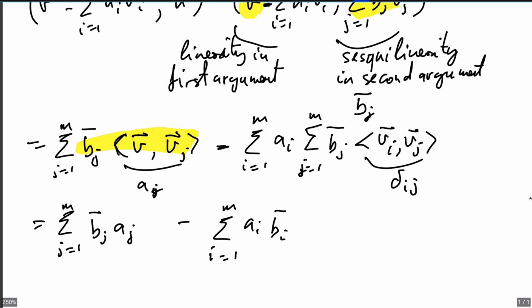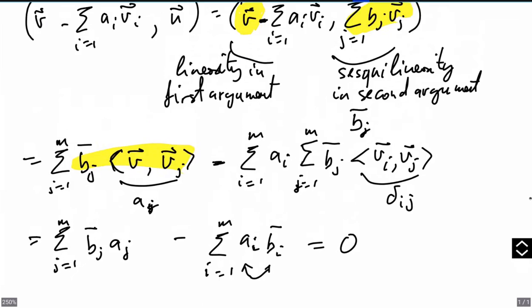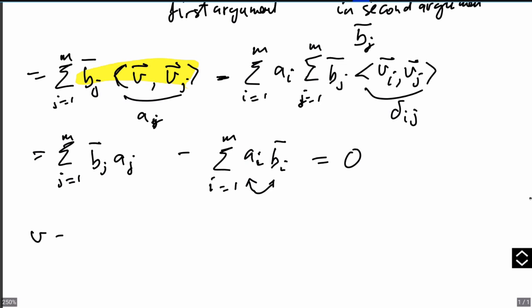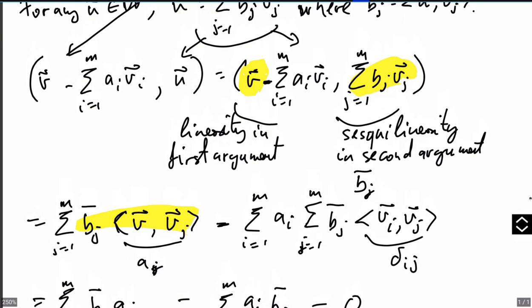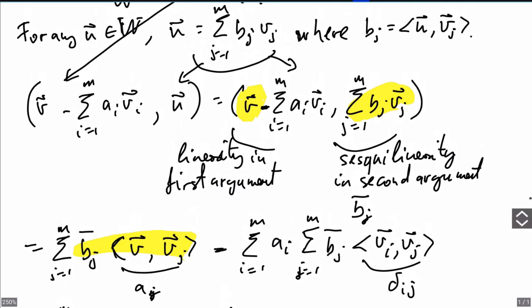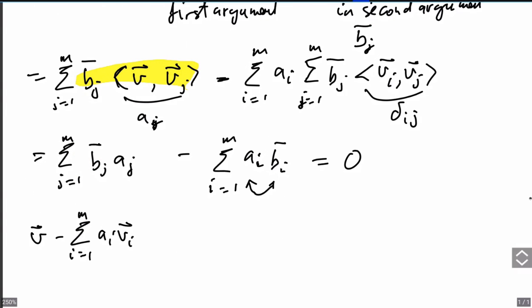But then, of course, the order of complex or real numbers multiplied together can be changed. Also, the index i or j is just a notation of running indices from 1 to m, so that doesn't matter. These are the same, subtracted from each other, we get 0. So what this says is that v minus the sum i going from 1 to m of a_i v_i has inner product 0 for all u in W. That means this is in W perp.